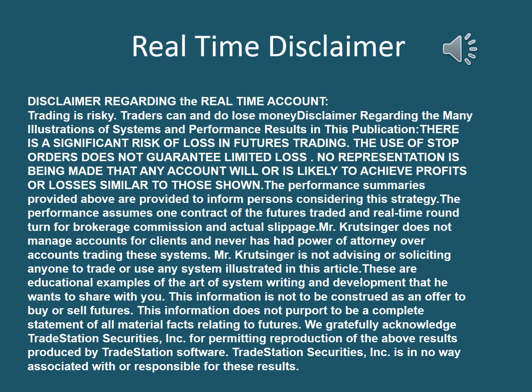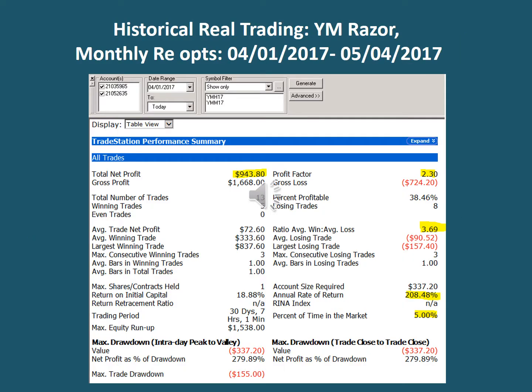We're going to shift gears now to the real-time disclaimer. Now, this is my little IRA account, and I change systems about every quarter. I have gone to the Razor on the YM, and this is the real-time record of my actual account traded in automation. As you can see, I made the background a little different color just to remind you that this one is real-time and it is different than the hypothetical simulations we normally look at.